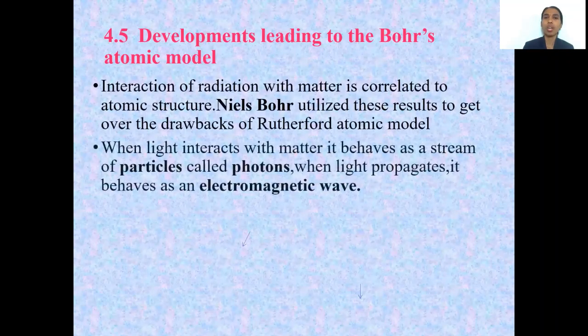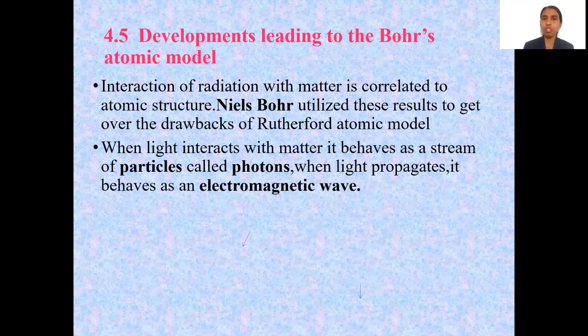First one is the wave particle duality of electromagnetic radiation. Electromagnetic radiation behaves like a wave and also like a particle. So this is called the wave particle duality of electromagnetic radiation. Now the interaction of radiation with matter is correlated to the atomic structure by Niels Bohr. When light interacts with matter, it behaves as a stream of particles called photons. When light propagates, it behaves as an electromagnetic wave.